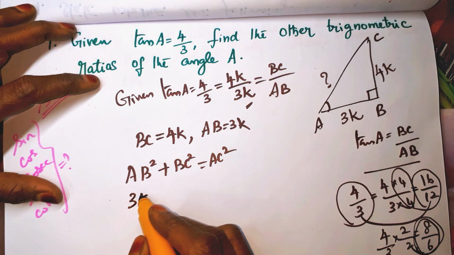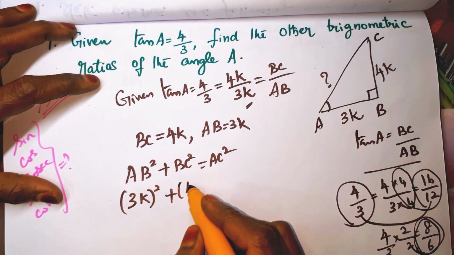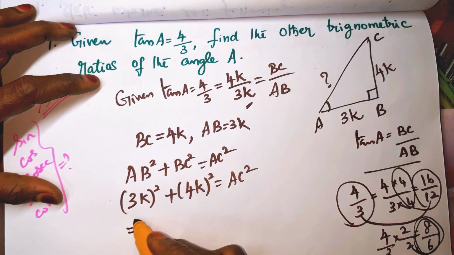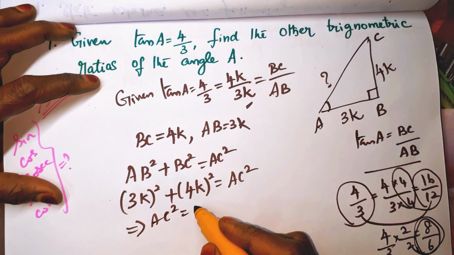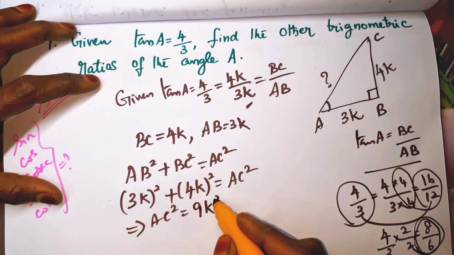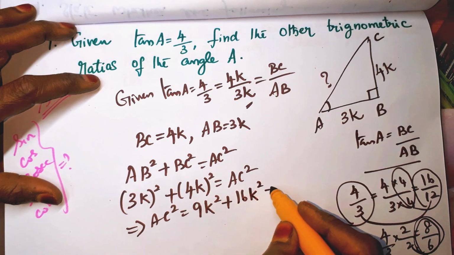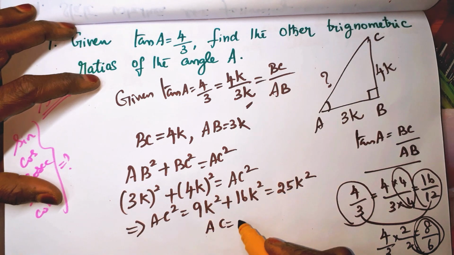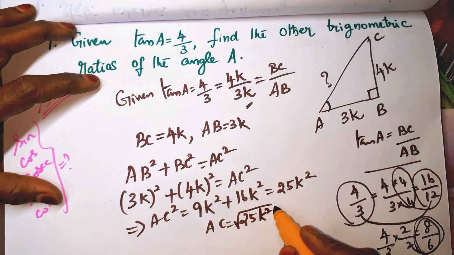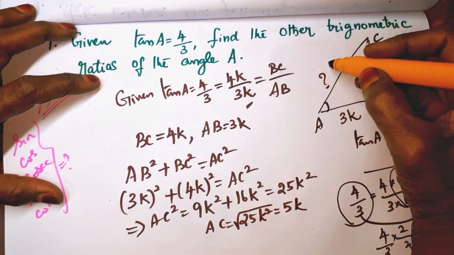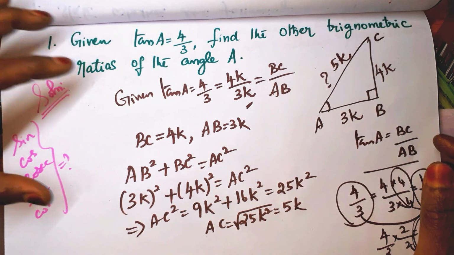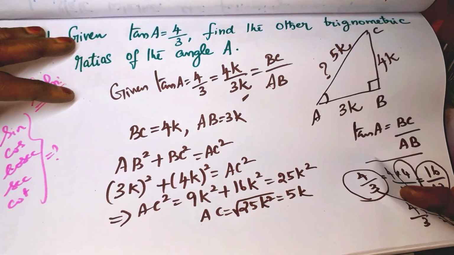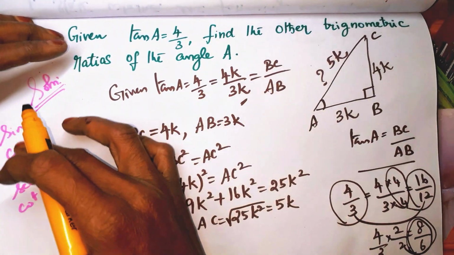AB squared means (3k) the whole squared plus (4k) the whole squared equals AC squared. Which implies AC squared is equal to 9k squared plus 16k squared, which is 25k squared. So AC is equal to the root of 25k squared, which is 5k. So we got this as 5k. Am I right? So finally, what we got for AC is 5k. Now we are going to find all these five values.